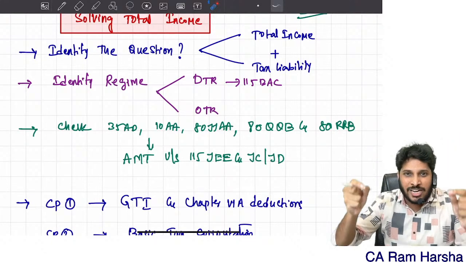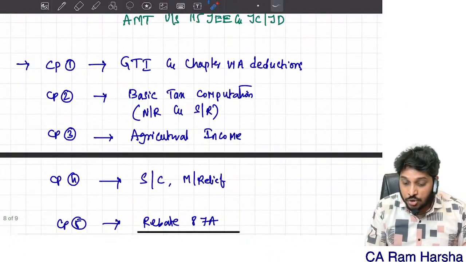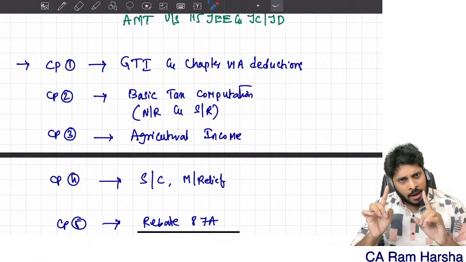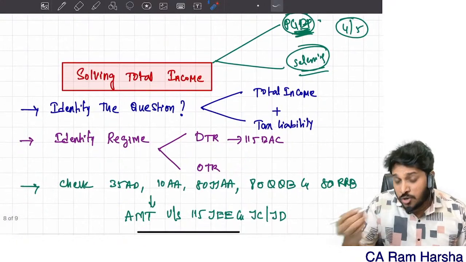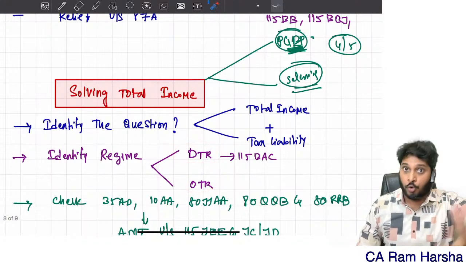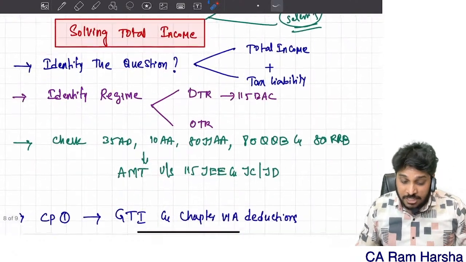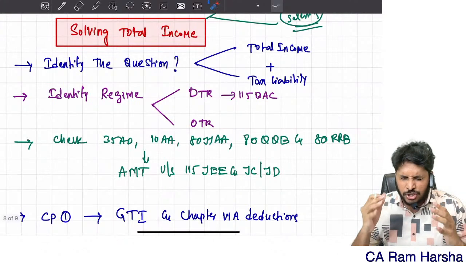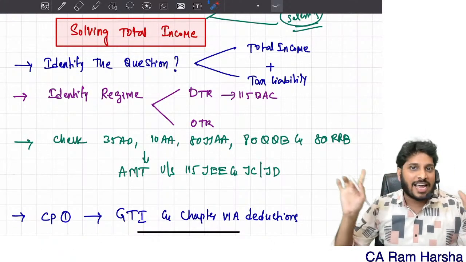Once you computed the gross total income, the moment you reach gross total income, here is one more checkpoint. Suppose they are asking you to compute income under default tax and optional tax both. Suppose they are asking you both, then how should you compute? First you should compute income under default tax regime. You compute.